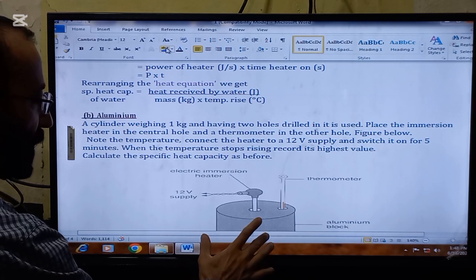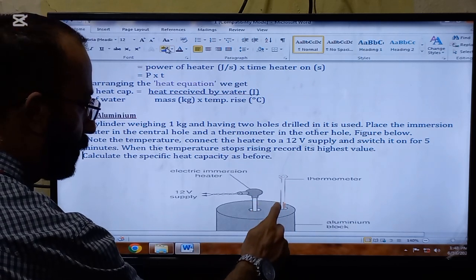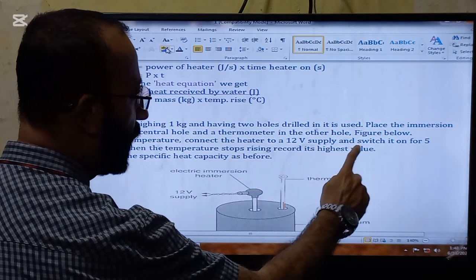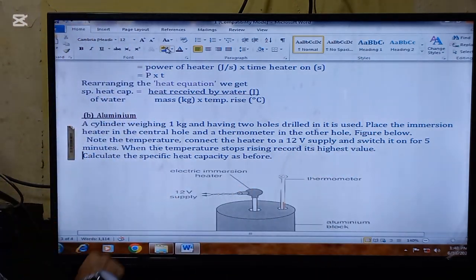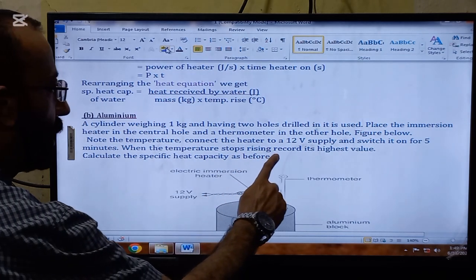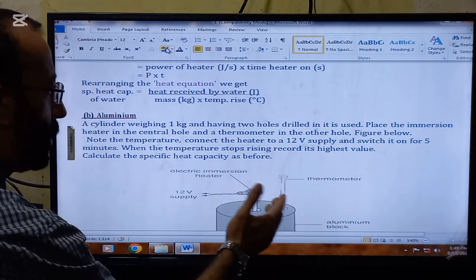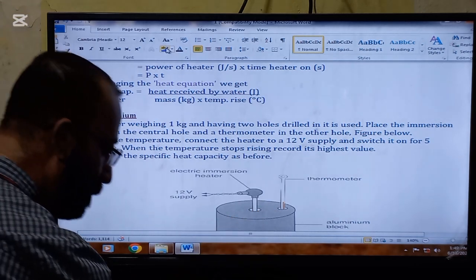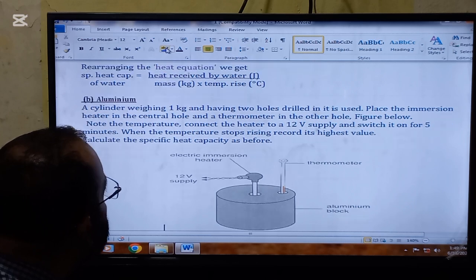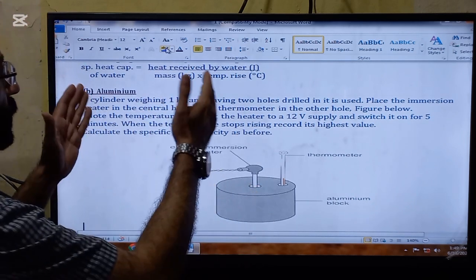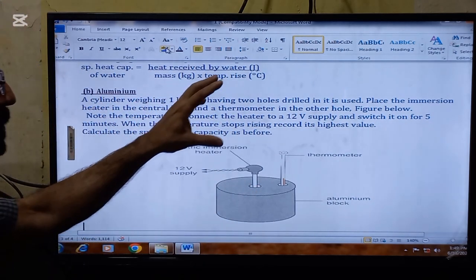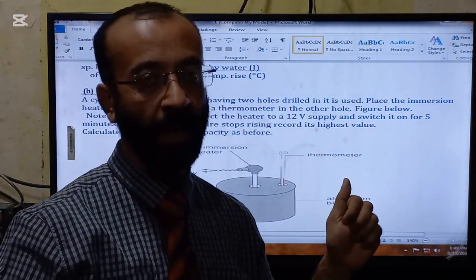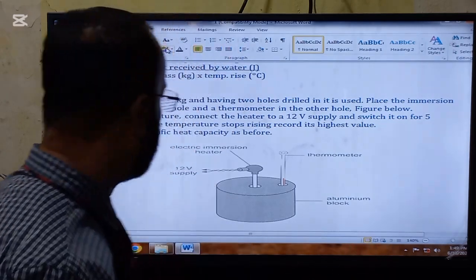Okay, first the initial temperature will be noted through this thermometer. After that, connect the heater to a 12-volt supply and switch it on for 5 minutes. When the temperature stops rising, record its highest value. So, like the previous experiment, we will note the highest temperature during the 5-minute process. Calculate the specific heat capacity as before. So now the same procedure of finding the specific heat capacity that we used for water will be used for aluminium as well.